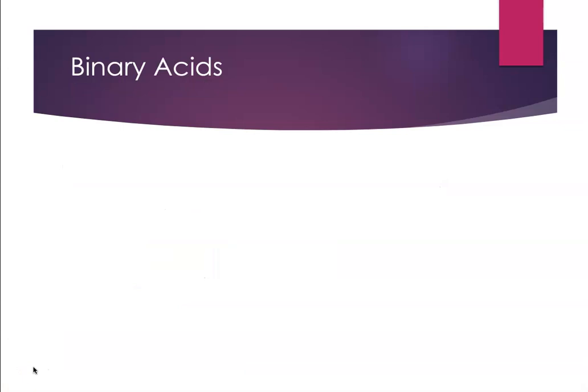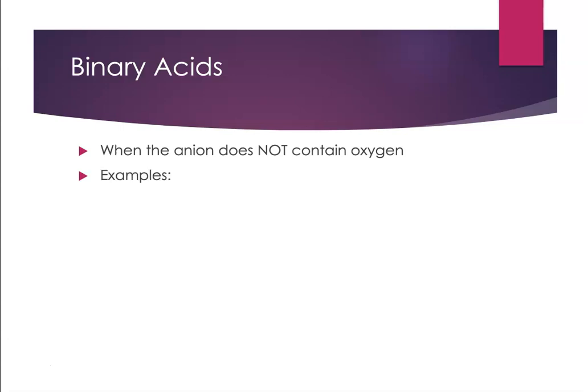Now we can categorize acids in a couple of different ways. One type of acid is referred to as a binary acid. And when I say a binary acid, what I mean is that the anion of the acid does not contain oxygen. For example, HCl is a binary acid. HBr is a binary acid. H2S is a binary acid. And when we have a binary acid, that gives us a particular set of rules for naming them.